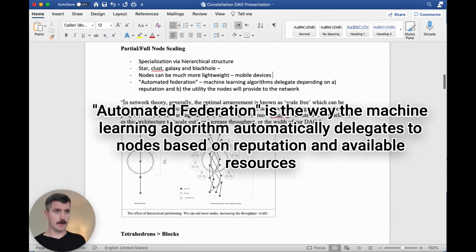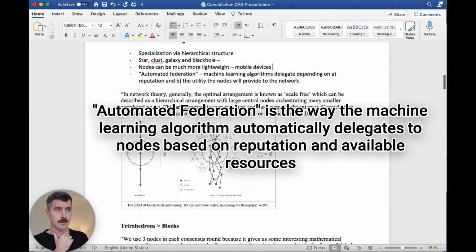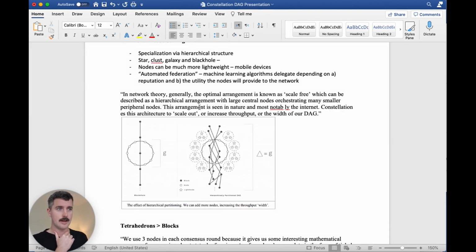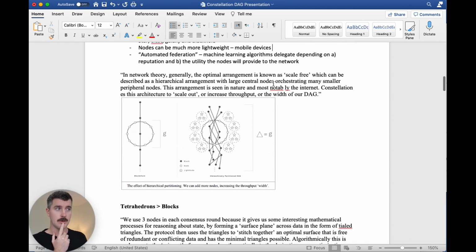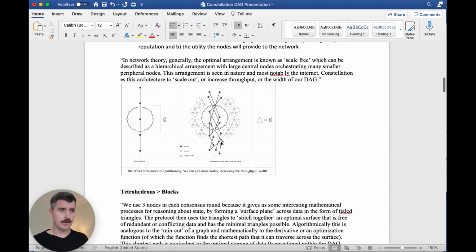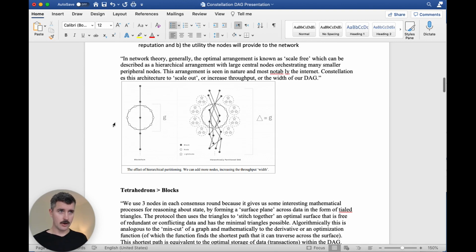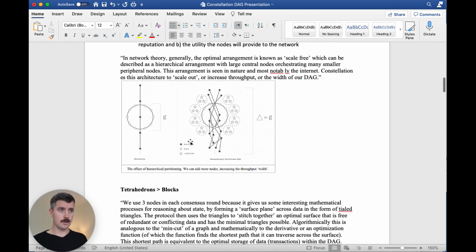So here's a passage that explains this a bit. They note that generally the optimal arrangement in network theory is known as scale-free, which is a hierarchical arrangement with large central nodes orchestrating many smaller peripheral nodes. This arrangement is seen in nature and most notably the internet. So here you can see what they mean. In a traditional blockchain, you can see the nodes are performing consensus on this linear chain of blocks, and all the nodes sort of have the same function. Whereas here what you have is light nodes on the exterior which essentially enable greater space and therefore greater throughput.